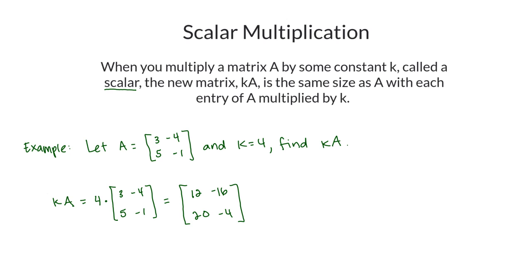The matrix 12, negative 16, 20, negative 4 is the scalar multiple of A. In other words, we multiplied A by the number 4. We scaled it up by 4.